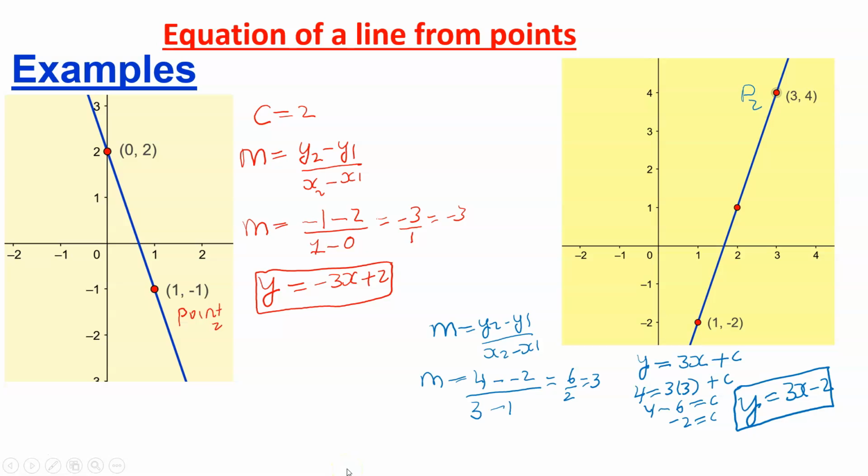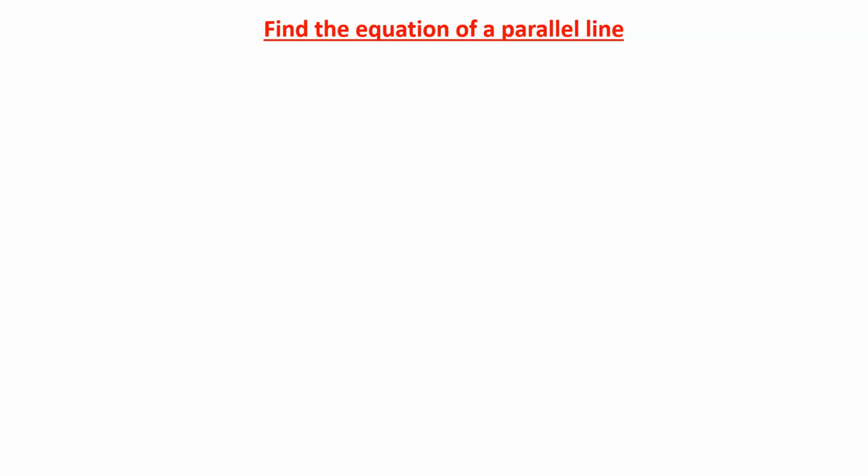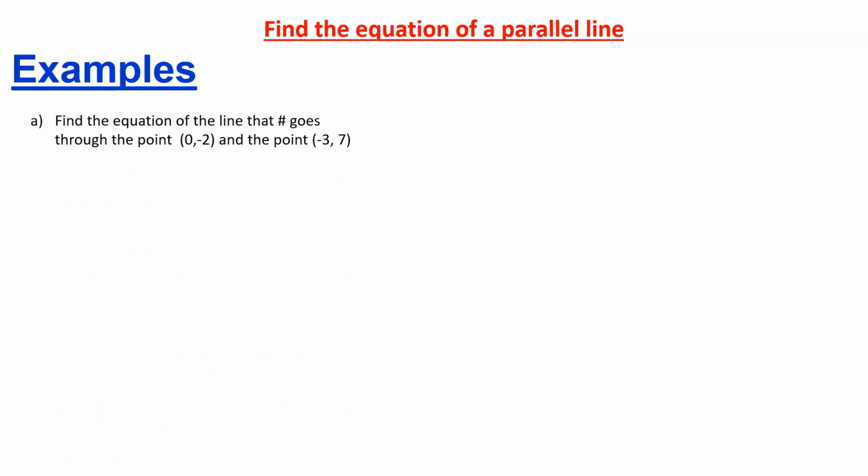Okay, so that's how you find it. If a text is given, like this one, and you need to find the equation of a line, first thing first, find the equation of the line that goes through the point 0, minus 2, and 0, minus 2 is the intercept c is minus 2. Okay, do we know m? No, we don't know, so question mark. How do we find m?